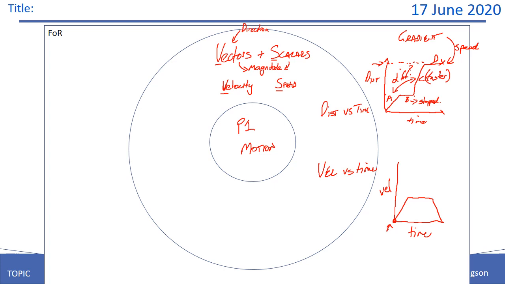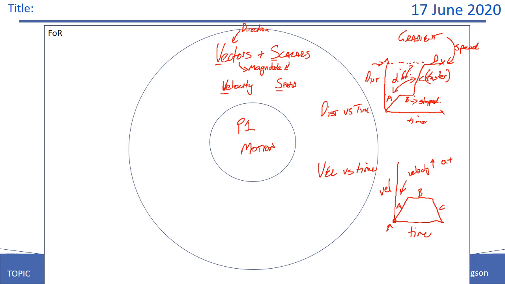So let's put A, B, C. At A, velocity is increasing, which means we have positive acceleration. Because it is accelerating at a constant rate, because it's a straight line, we could use our constant acceleration equations, but let's not get too far ahead of ourselves.